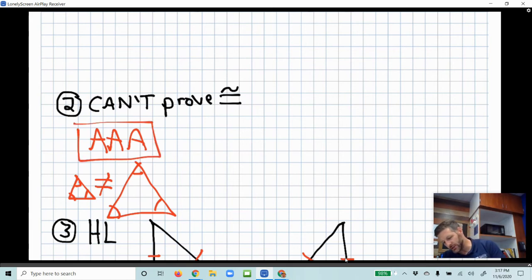The other one you cannot use is the bad word. I'm not going to write that. I don't even want to write the bad word. But it's SSA or ASS. No donkeys in geometry, because just the way I remember it is that it's a bad word. So that's the other type you cannot use.